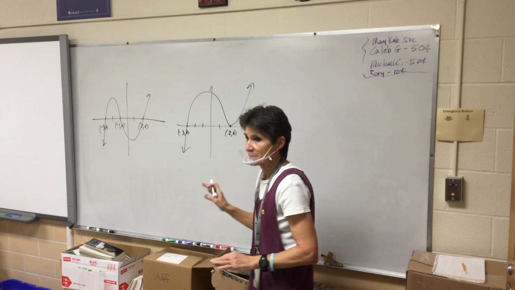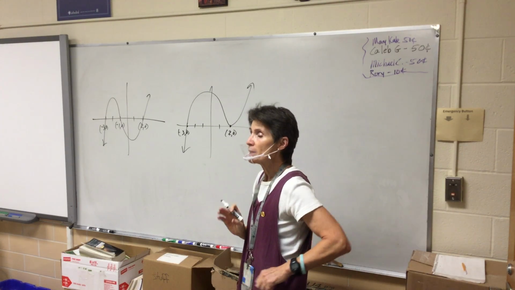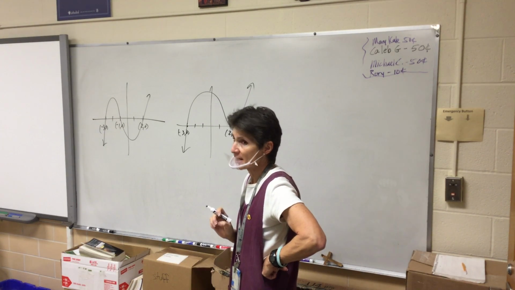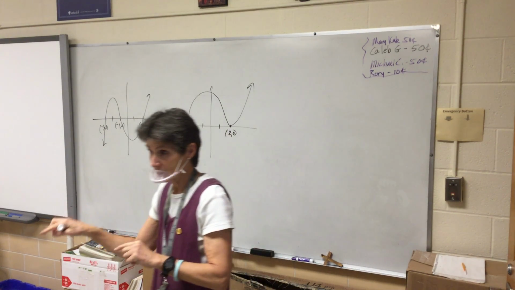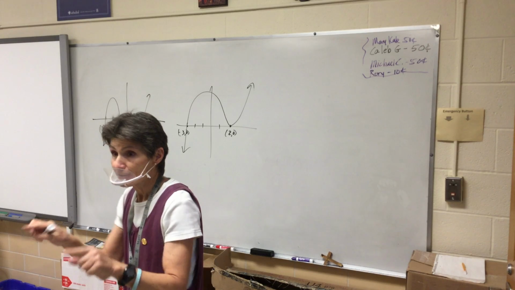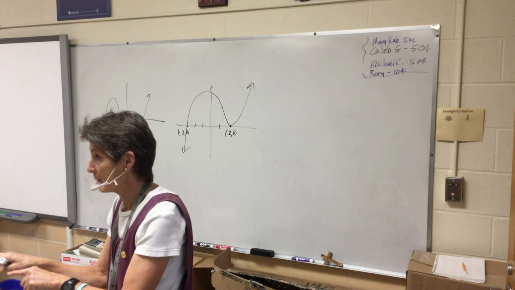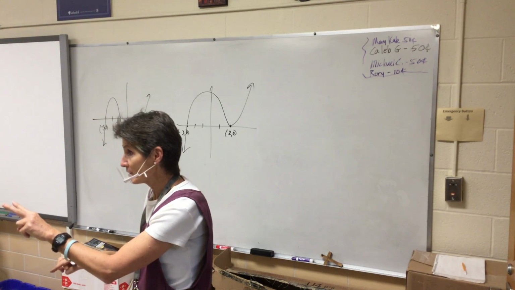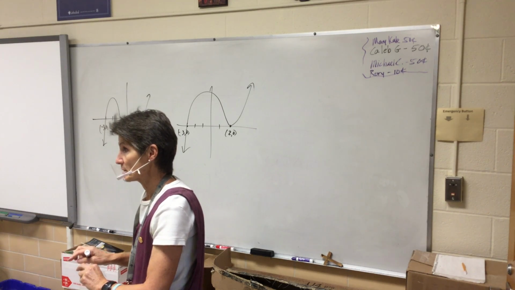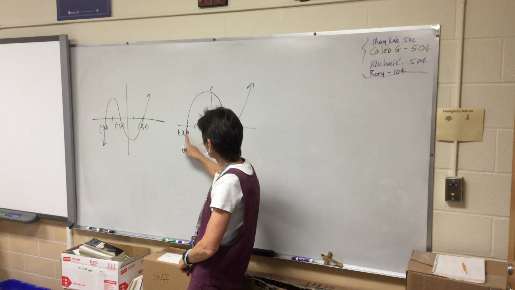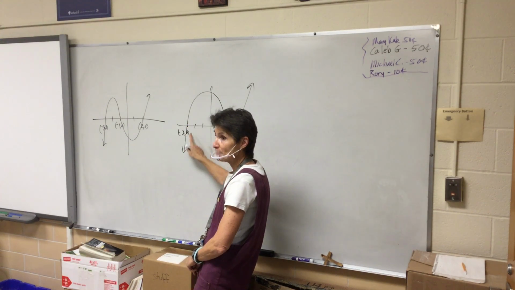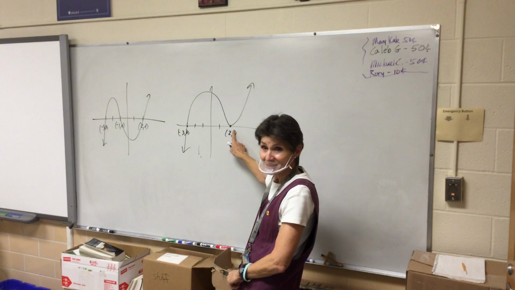So tell me something now. This one only touched the x-axis twice. That makes sense. There's only two factors. Factors give us the x-intercepts. So if you only have two factors, you're only going to have two x-intercepts. But what was different about the behavior at this x-intercept and the behavior at this x-intercept?